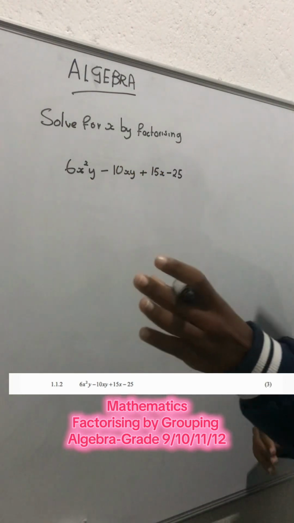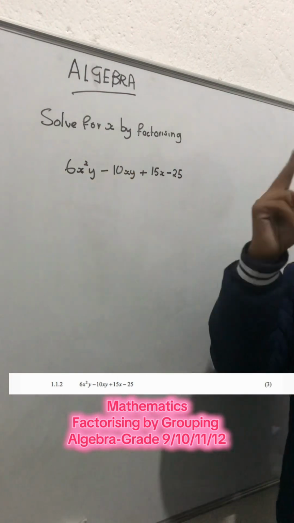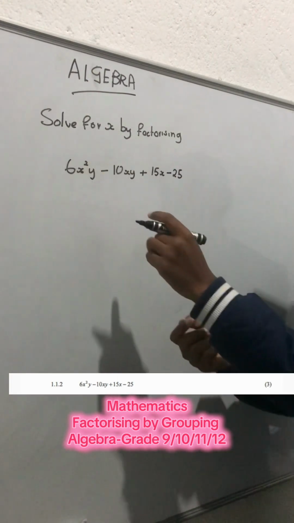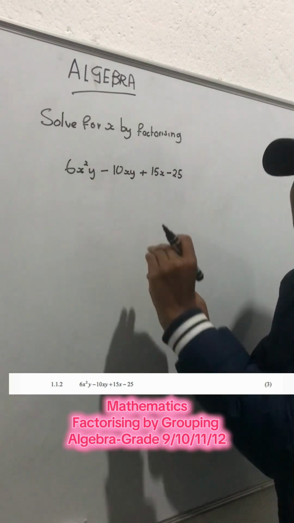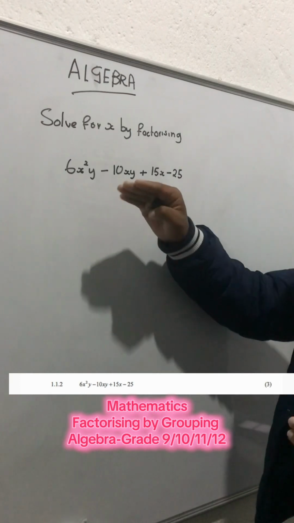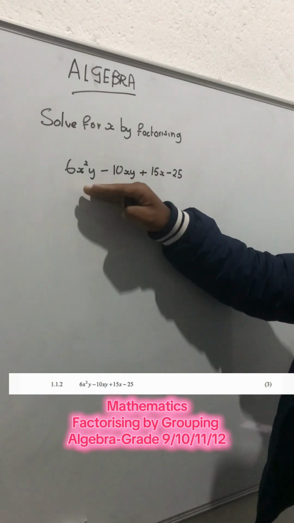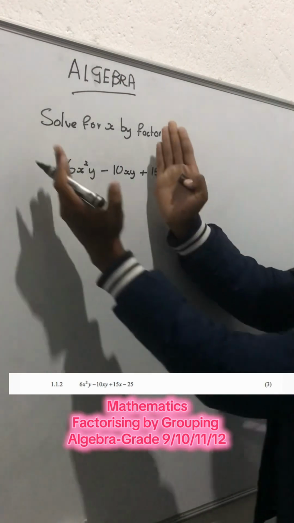This is a polynomial. Why do we say this is a polynomial? Because this has 4 terms: 1, 2, 3, 4. So you can see, this is a polynomial because it has four terms. Now, to factorize this, what you do, you group the terms. You group these two binomials.